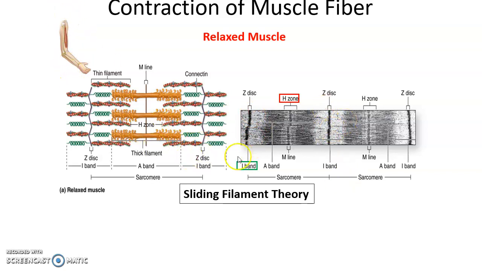The muscle is at rest. So we see a large I-band and large H-zones. And what's going to happen is the thin filaments are going to slide along the thick filaments, moving the thin filaments toward the M-line, the middle line. And that is how the shortening of the sarcomere occurs. So again, this is a relaxed muscle.